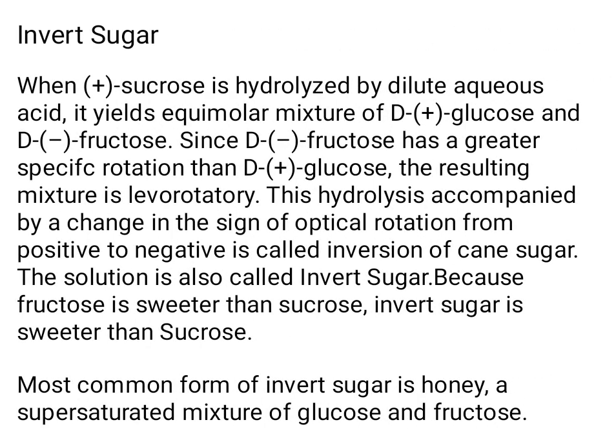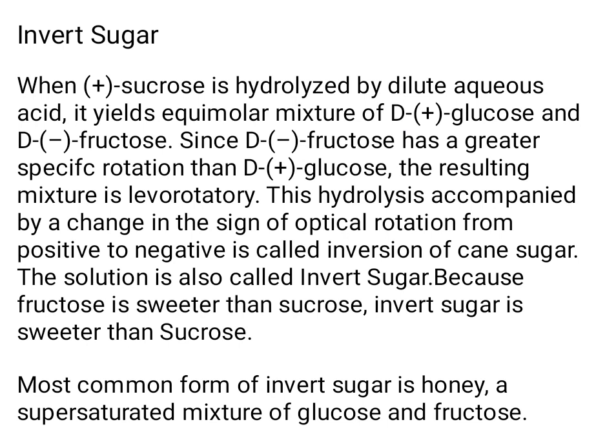Now, invert sugar. This is a very important thing. When sucrose is hydrolyzed by dilute aqueous acid, it yields an equimolar mixture of D-glucose and D-fructose. D-fructose has a negative specific rotation, whereas D-glucose has a positive specific rotation. So positive for glucose and negative for fructose, and fructose has the greater specific rotation in terms of magnitude.